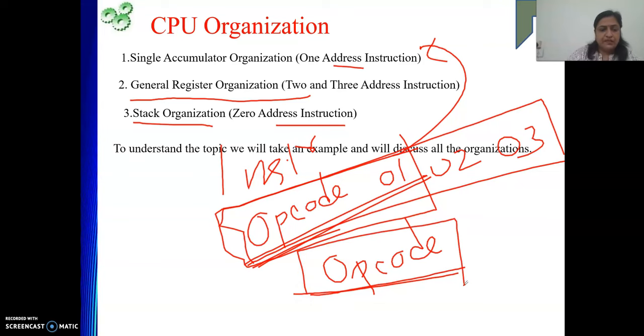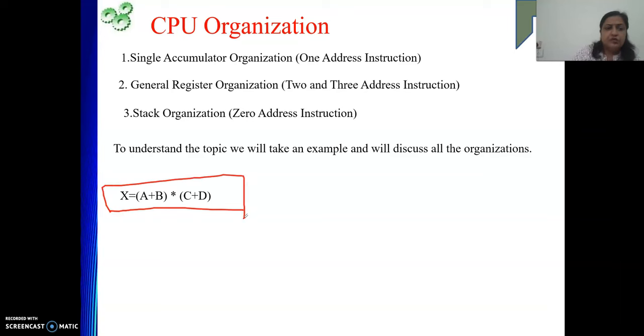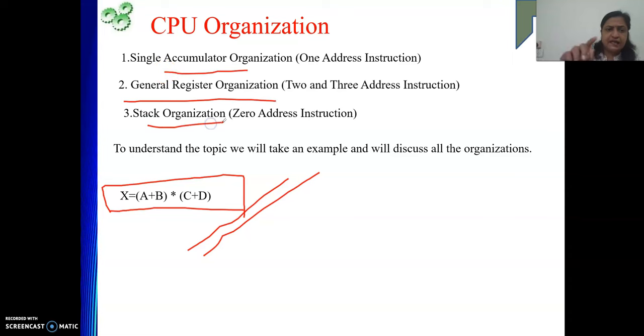So let me start the topic. To understand the topic, we are going to take up one example and understand all three organizations one after the other. Here I have taken one expression, x equal to a, you can see this expression. To evaluate this expression, we'll write the instructions using general register organization, then accumulator, and then stack.